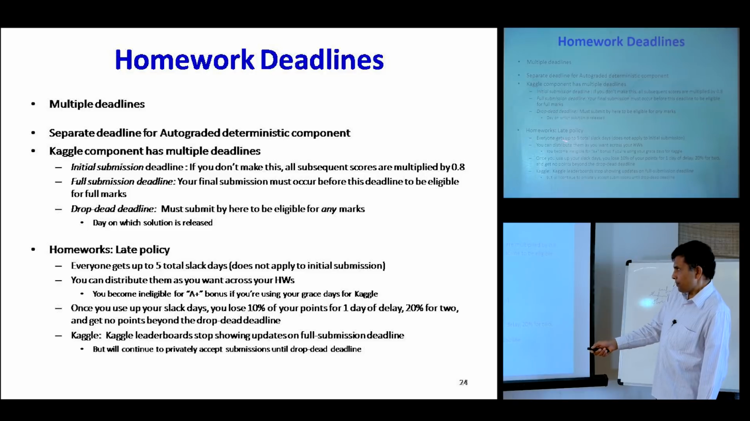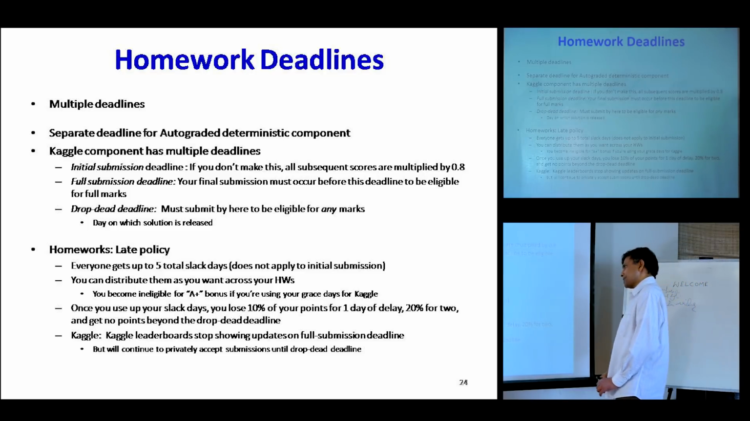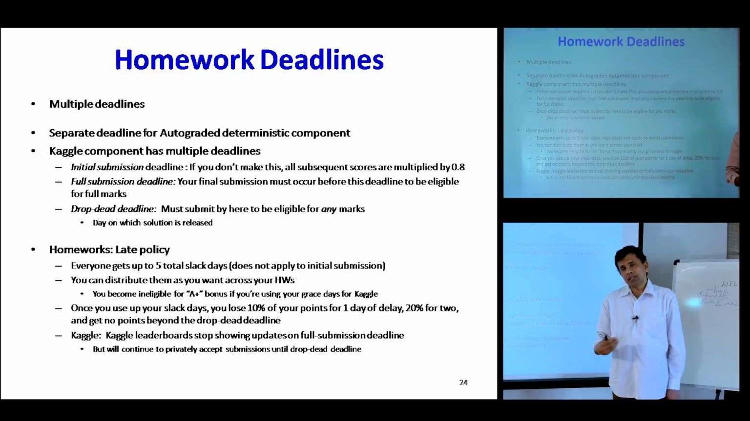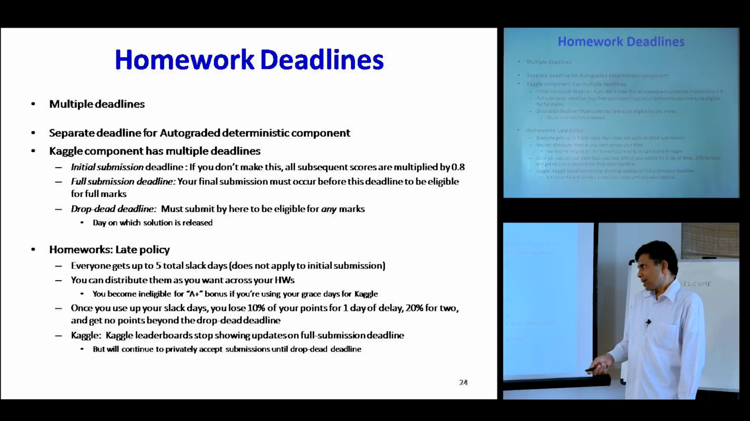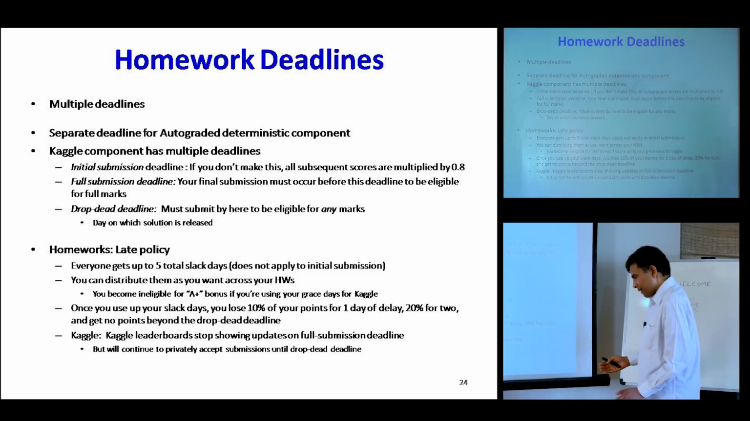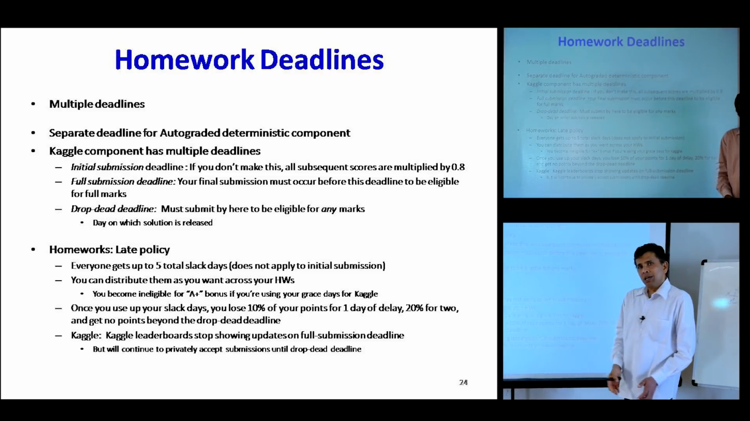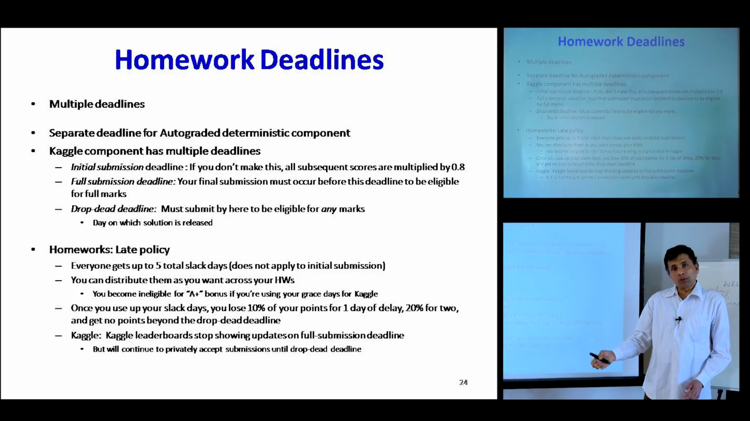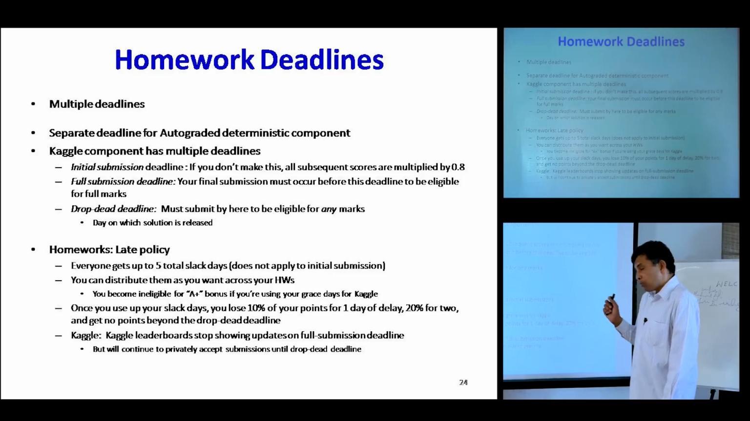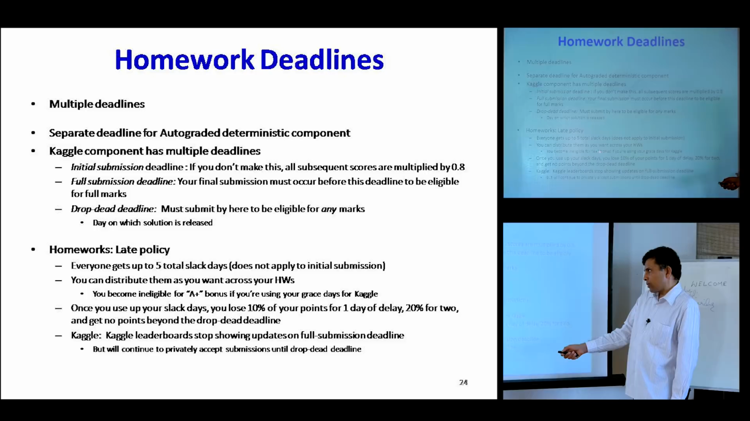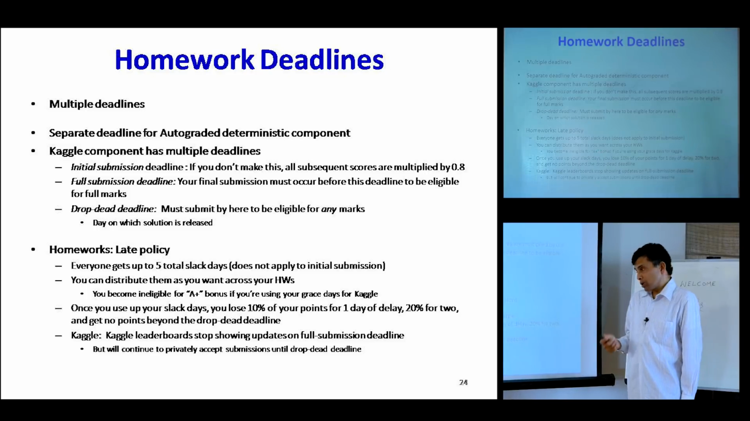Now, the late policy: everybody is going to get up to 5 total slack days, which doesn't apply to the initial submission deadline. Everybody must make the initial submission deadline if you want full marks. You can distribute these 5 slack days across your homework as you want. So you have a total of 5. You could apply maybe 1 to the first homework, 3 to the second, and 1 to the third, or 2 to the first, 3 to the second, and none to the third. It's up to you. But the moment you begin using your slack days, you become ineligible for an A+, and the maximum you can get is an A.